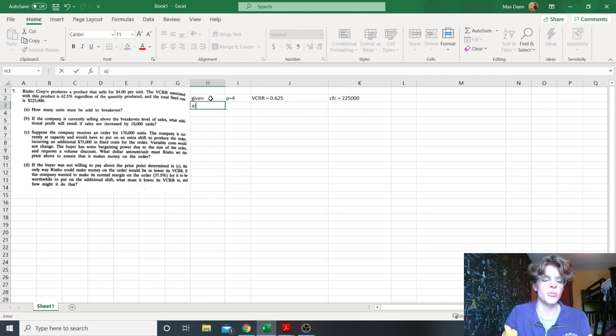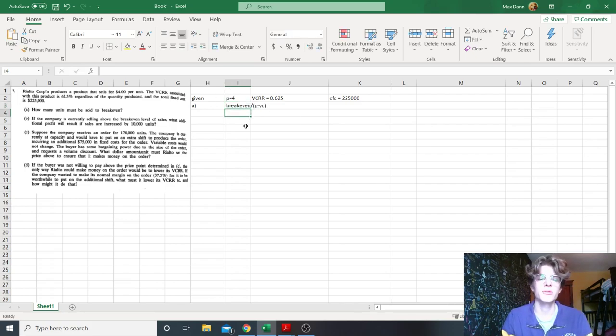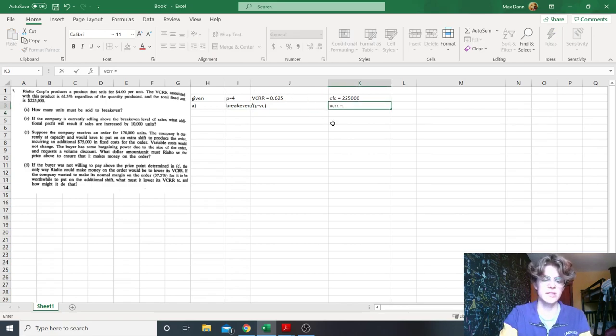So part A just asks how many units must be sold to break even. So that's using our normal break even formula, which is just price minus variable cost. You'll notice here we don't have variable cost. So the lab manual lists two ways to solve this. I'm going to show you a third because this gives you the VCRR, right? So VCRR is equal to VC divided by P.